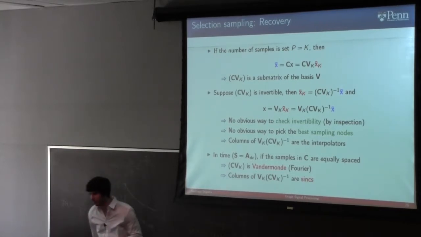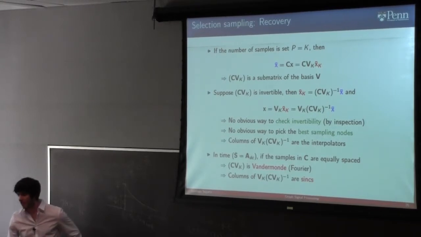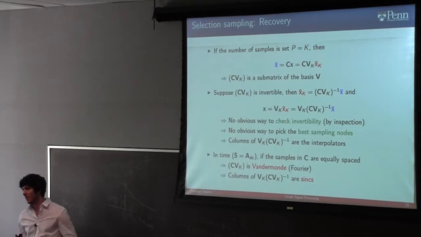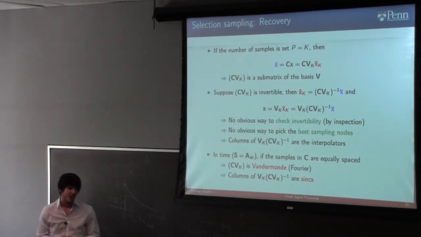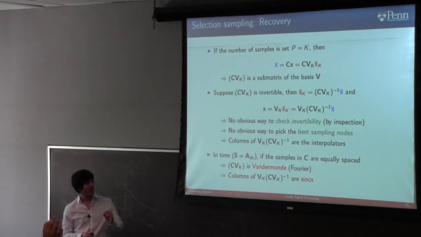But this formula that you wrote down there, is that the maximum likelihood estimator of the missing values? Here, since we are picking exactly k, yes, it is. So here you have k equations and k unknowns. So it's solving that linear set of equations. And there's no prior knowledge or anything of that kind.